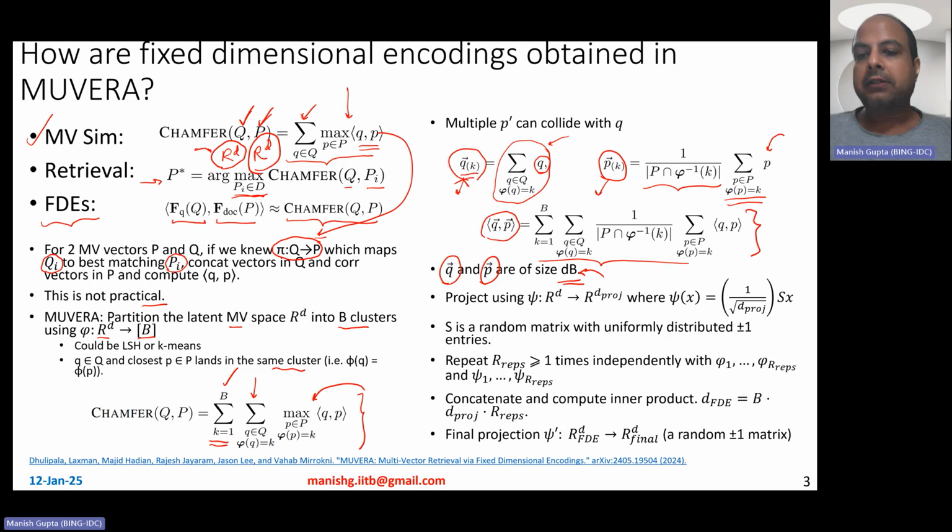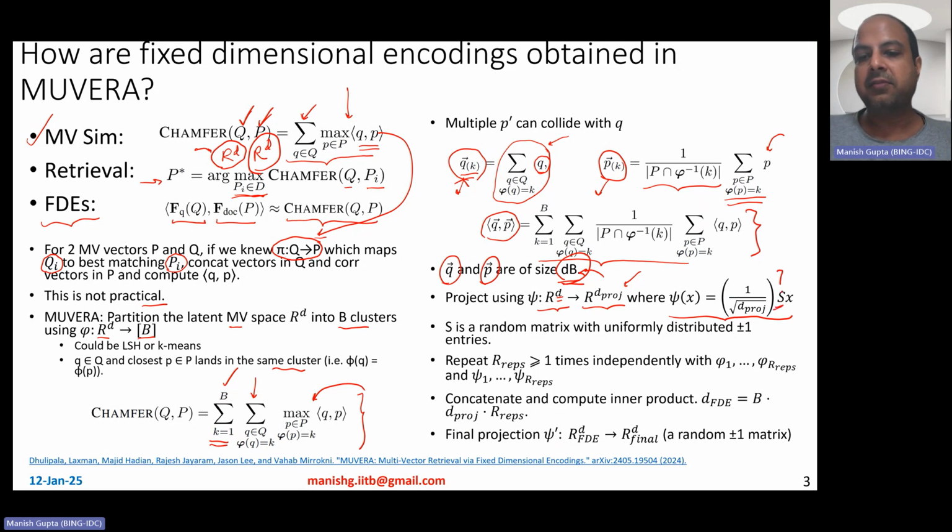Now, the only problem is that this is a very large vector, dB in size. So what you can do is project it down, by projecting each of those D-dimensional vectors into d_proj. Now, d_proj can be much, much smaller than the dimensionality D. The projection is computed in this manner: it is 1 over square root of d_proj, times S, times X. What is S?